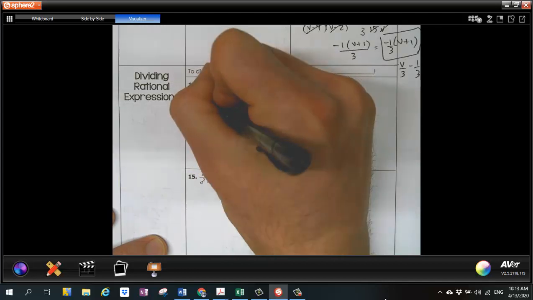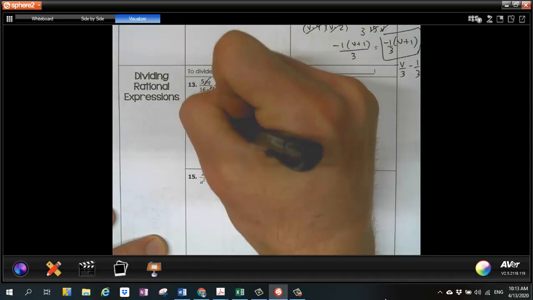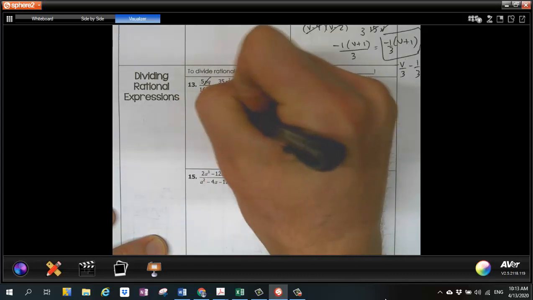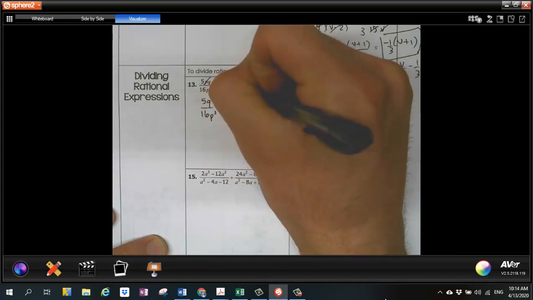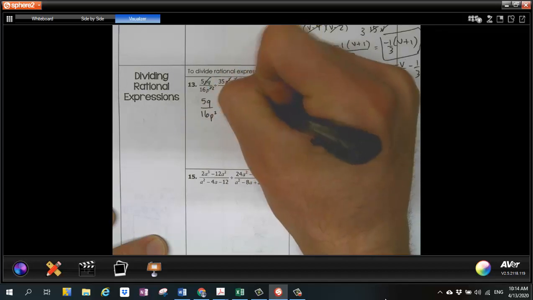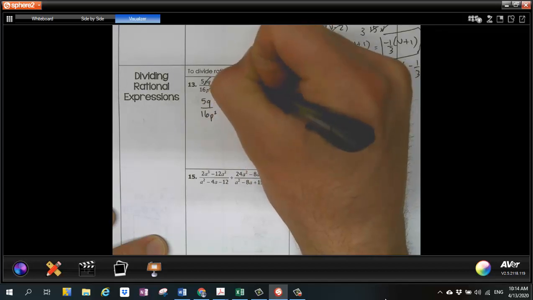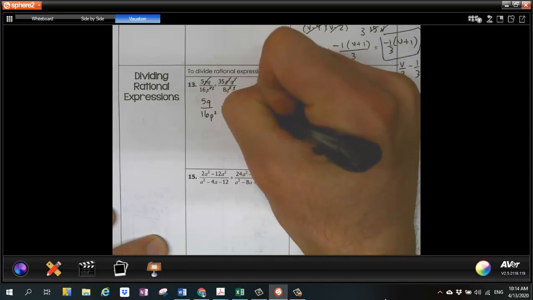So I have 5q over 16p squared. And I'm still dividing by, and over here I'm going to simplify. 2 of these q's cancel with 2 of these, leaving 3 left over. So I have 35. The p squared still there. Didn't mean to cancel that. And then in the bottom I have 8q to the 3rd.